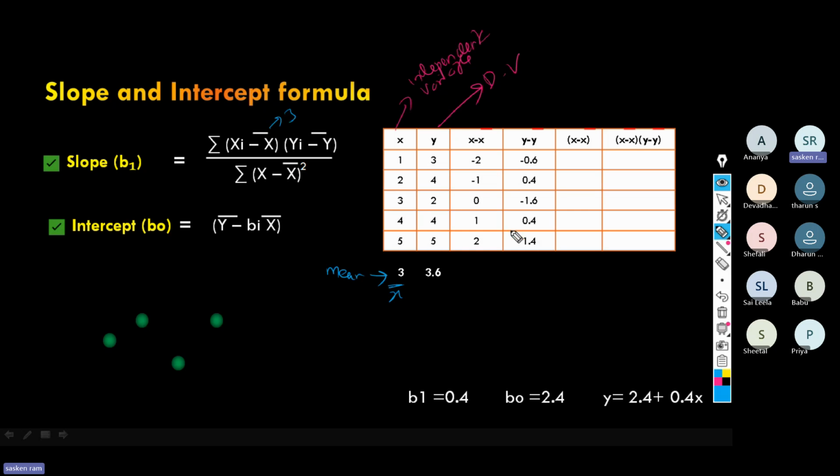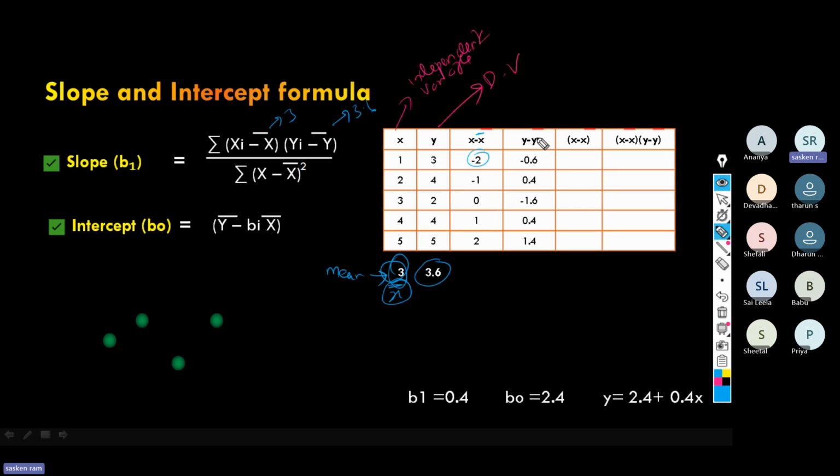Similarly, for the Y value we need to find the mean, which I already computed: 3.6. What is xi? Xi is each and every value, 1, 2, 3, 4, 5. I need to subtract the mean value from each value. So X minus X bar: 1 minus 3 is minus 2, 2 minus 3 is minus 1, 3 minus 3 is 0, 4 minus 3 is 1, and 5 minus 3 is 2. We got X minus X bar.